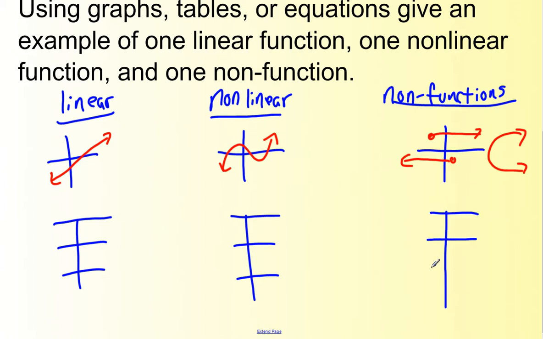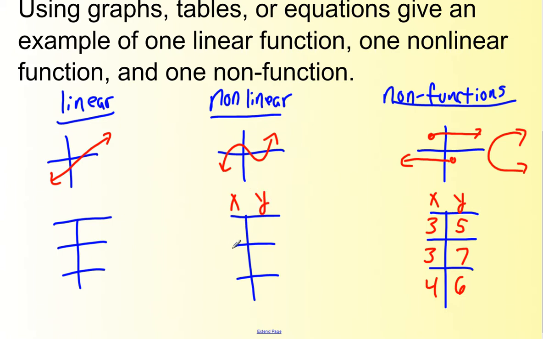And a non-function would have an input with more than one output. So let's do the non-function here first since I'm talking about it. If you had an input of 3 and say it goes to 5, and another 3 goes to 7, this right here in your XY table would make it not a function. And maybe 4 goes to 6 or something. But because this input has more than one output, it is not a function.